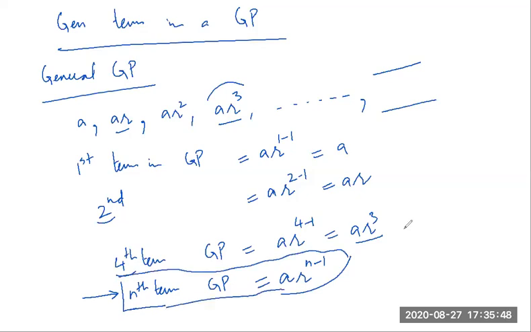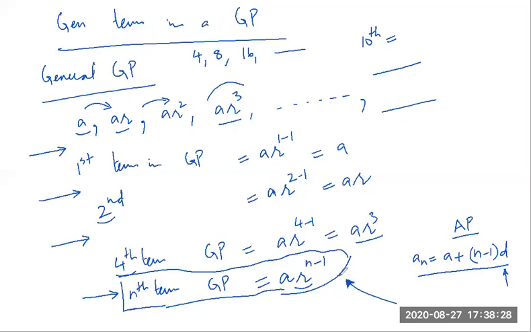It's like, if you remember, in case of AP, our nth term was An is equal to A plus n minus 1 into D. There it was common difference, which used to be added in every term. Now it's common ratio R, which is being multiplied by every term to get the next term.